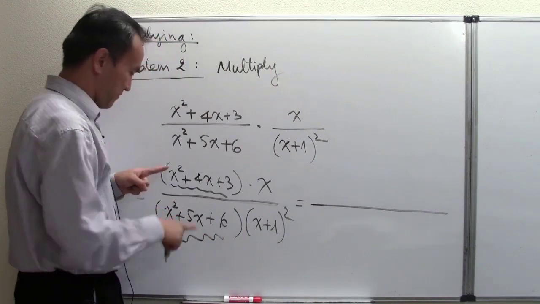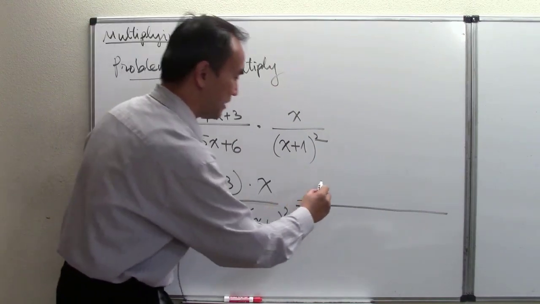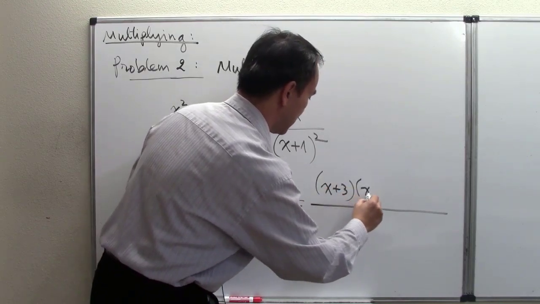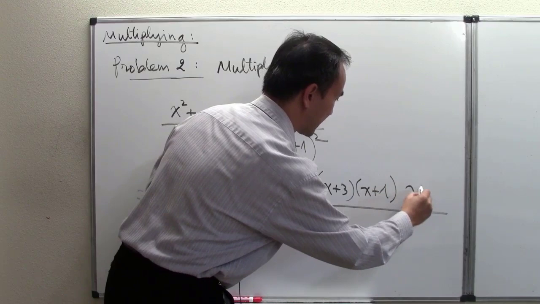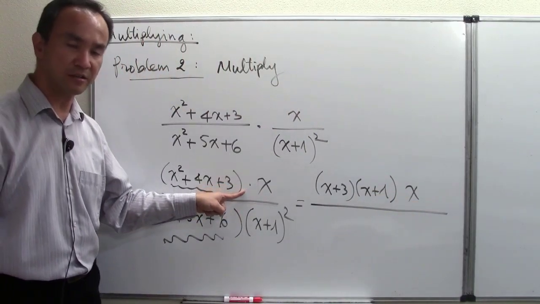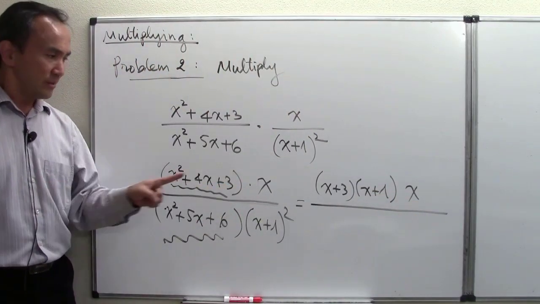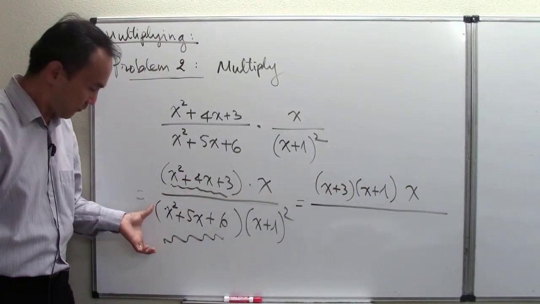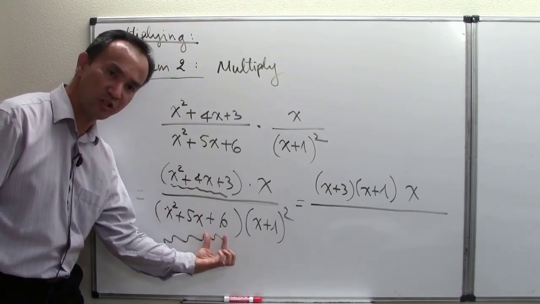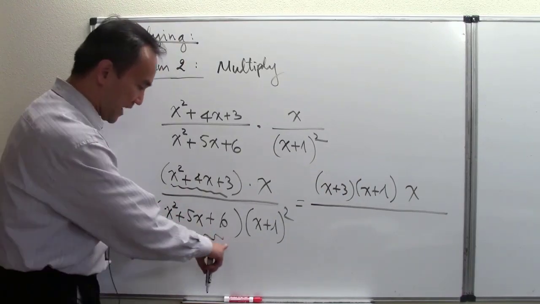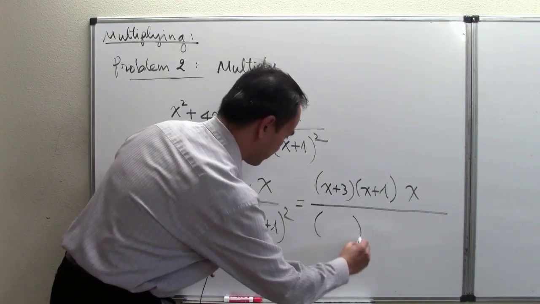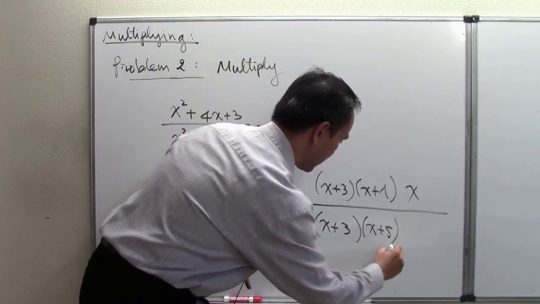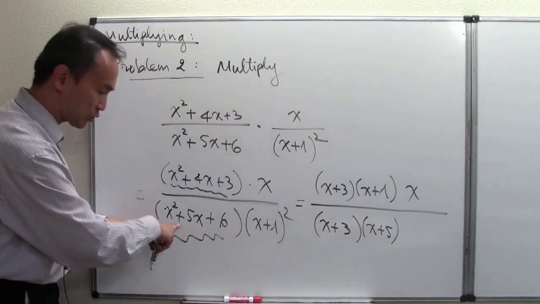So in my next step, x squared plus 4x plus 3 can be rewritten as x plus 3 times x plus 1. And don't forget, we still have that other factor x that came out from the earlier step. Now I have completely factored the numerator. I'm going to do the same for this x squared plus 5x plus 6 in my denominator. So factoring that out, it's going to give me x plus 3 times x plus 5. That's the complete factor of the x squared plus 5x plus 6.